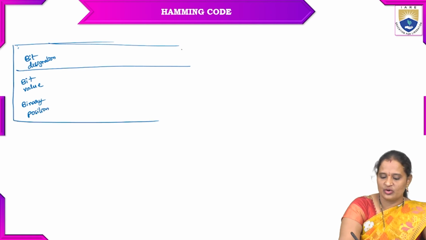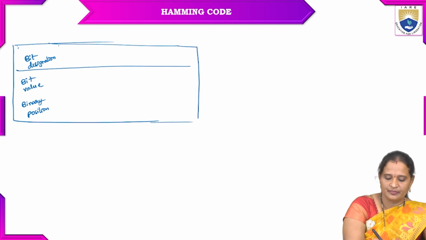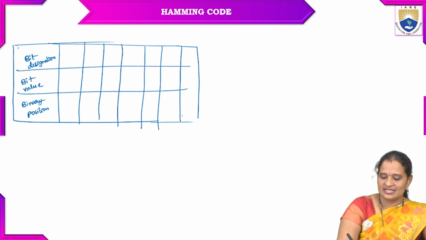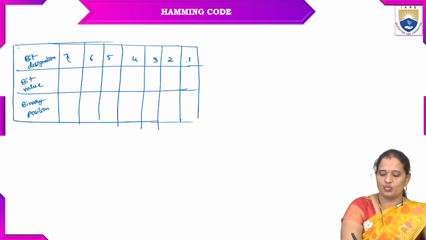Binary position. We will have only 3 rows here. Positions 1, 2, 3, 4, 5, 6, 7, and then 7, 6, 5, 4, 3, 2, 1. So we have the value 1, 0, 0, 0, 0, 1, 1.